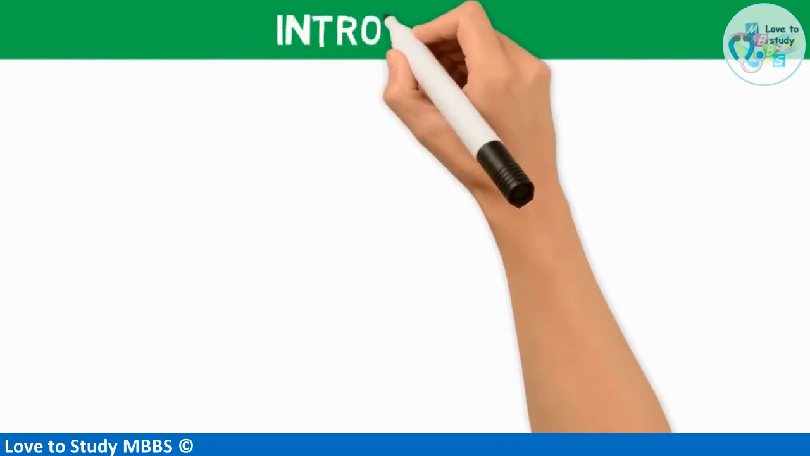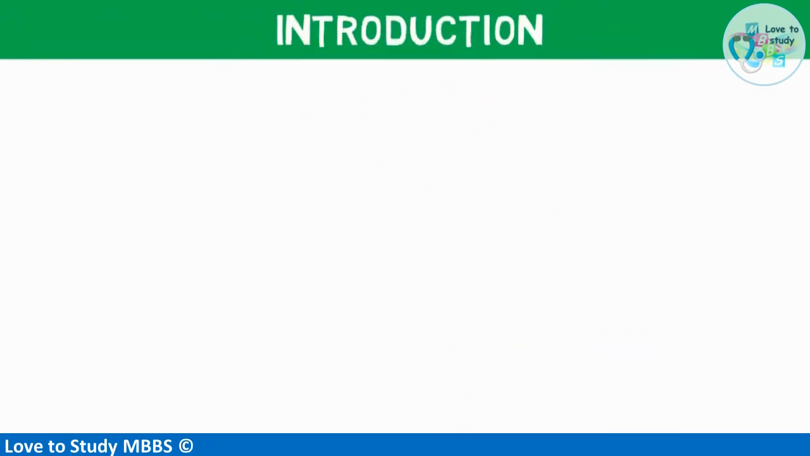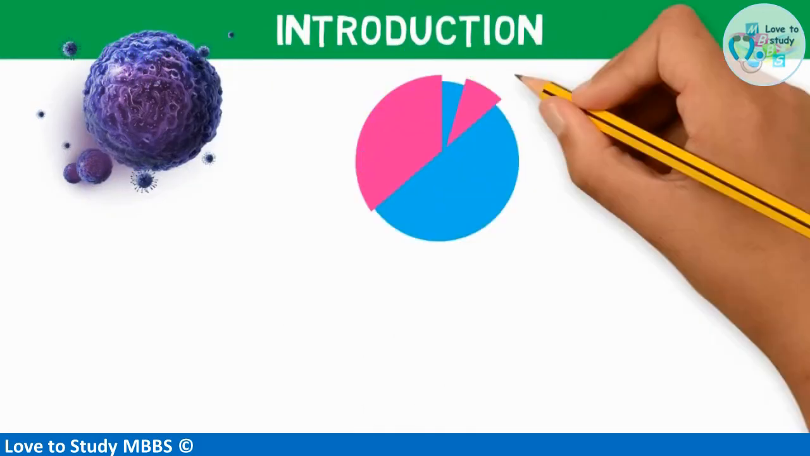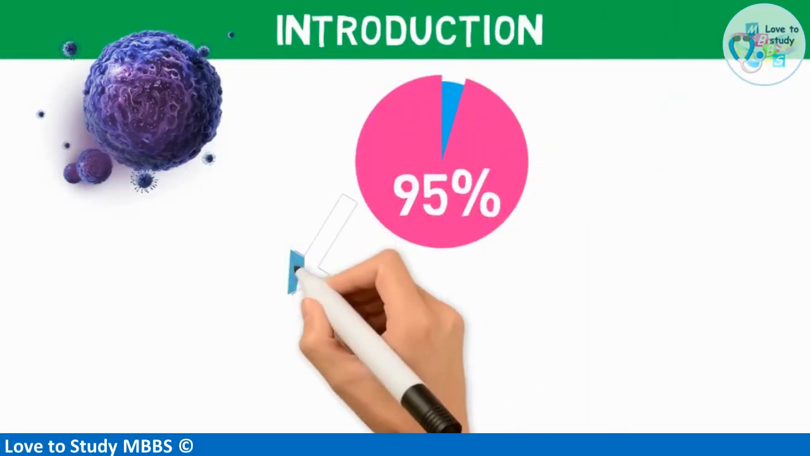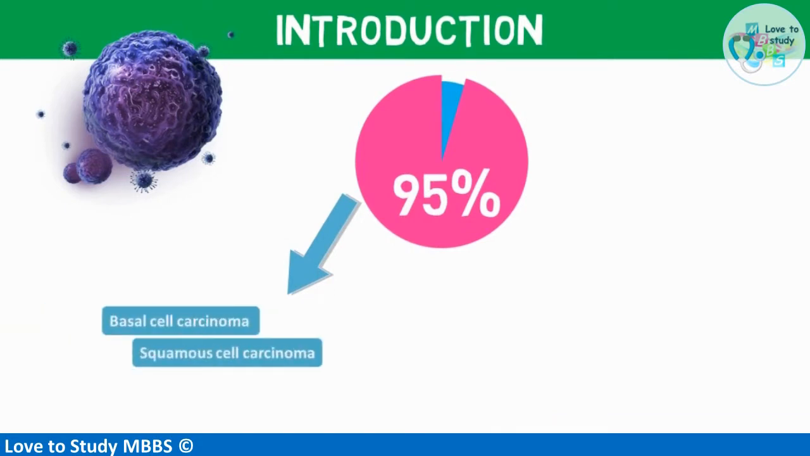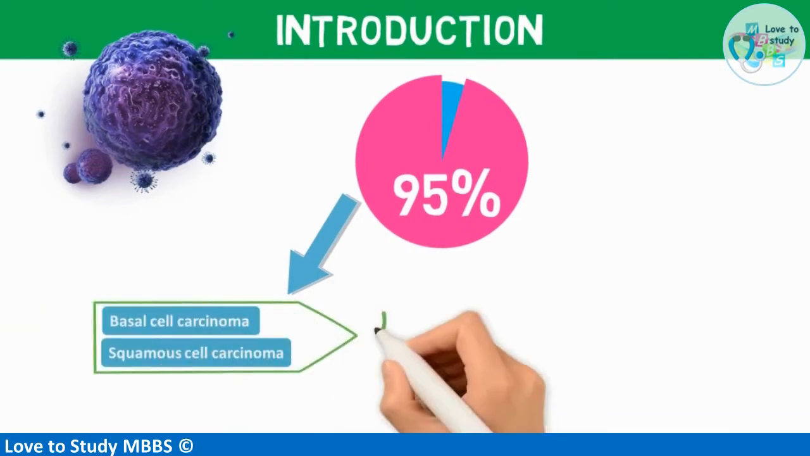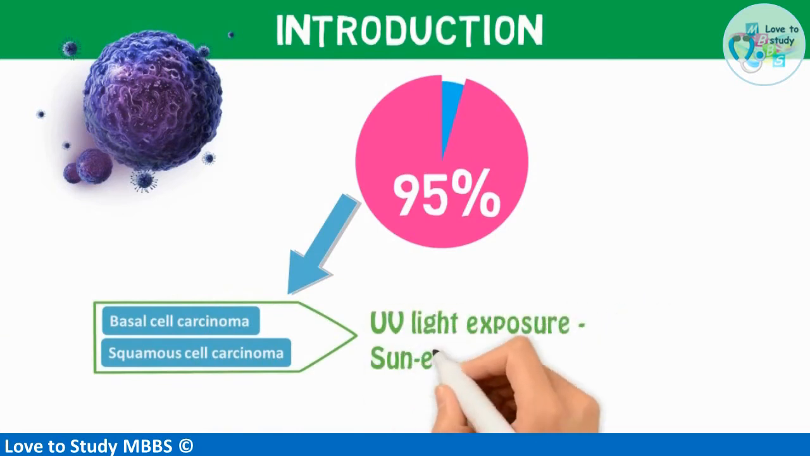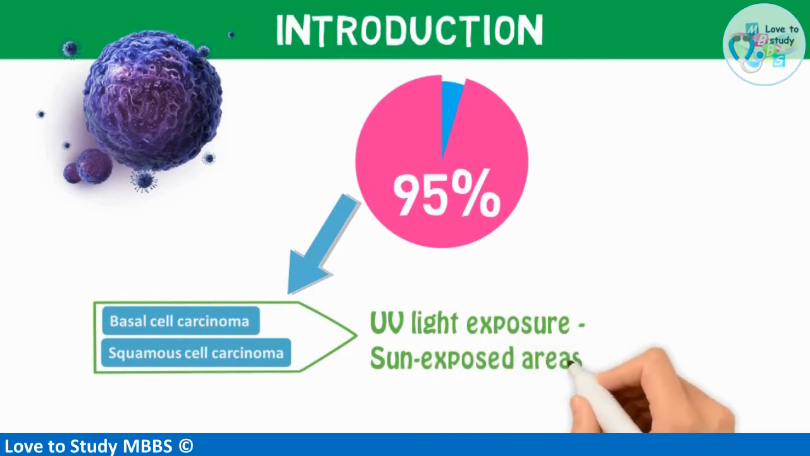Introduction. This chapter is devoted to a discussion of the three most common skin cancers, which together form 95% of all skin cancer. These include the very common basal cell carcinoma and squamous cell carcinoma, both of which have their origin in UV light exposure, as the vast majority of cases can occur in sun-exposed areas.